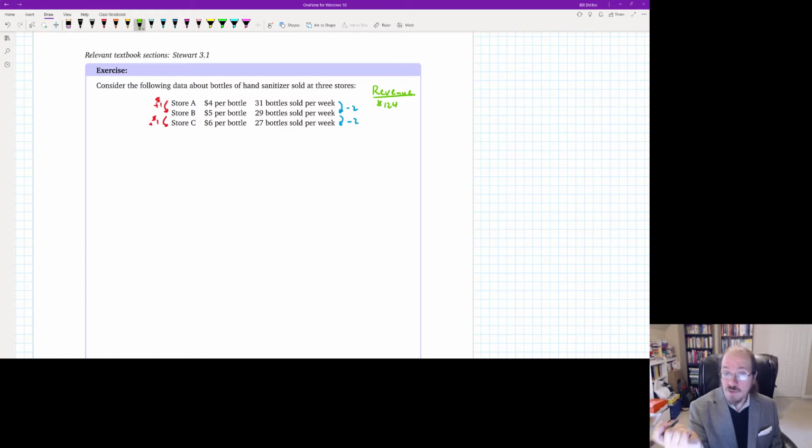Then store B would be $5 per bottle times 29 bottles per week. So that's now going to be $145. And then store C, $6 per bottle times 27 bottles per week. That would be 162. So $162. Now, you could also try to see if there's a pattern with these numbers. And there is actually an interesting pattern you can find, although it's not as obvious right now. It will be more obvious if you come back to the prices afterward. You'll see a very nice pattern potentially.